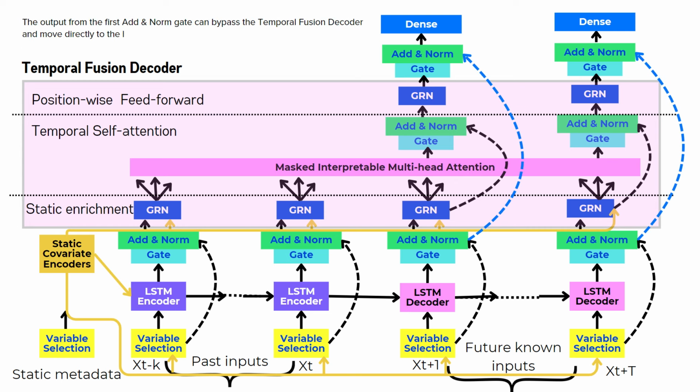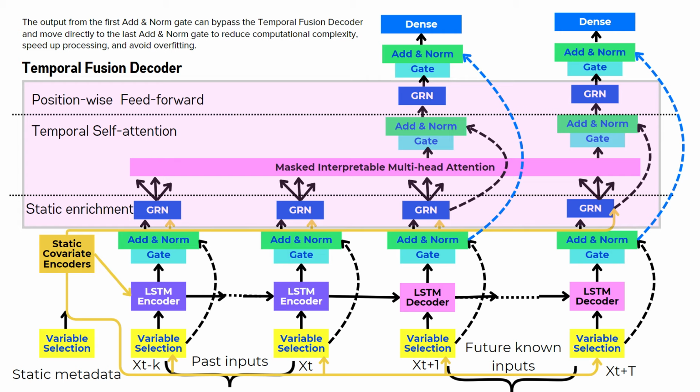The chart shows that the output from the first add-a-norm gate can also bypass the Temporal Fusion decoder and go directly to the last add-a-norm gate. So all of this here in the end may be bypassed. It's a possibility. This bypass occurs because the initial processing may have already been refined enough, and all the critical information has been processed. So skipping these additional layers can reduce the computational complexity, speed up processing, and avoid overfitting by not doing unnecessary adjustments.